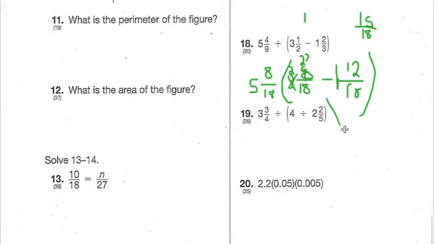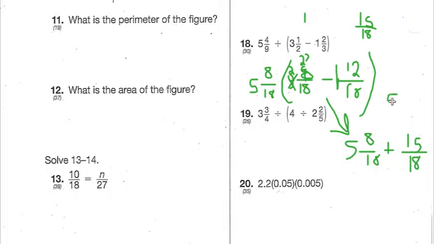So I'm going to move on down to here because I'm out of space. But I have 5 and 8 over 18 plus 15 over 18. Okay, 15 plus 8 is 23 over 18.